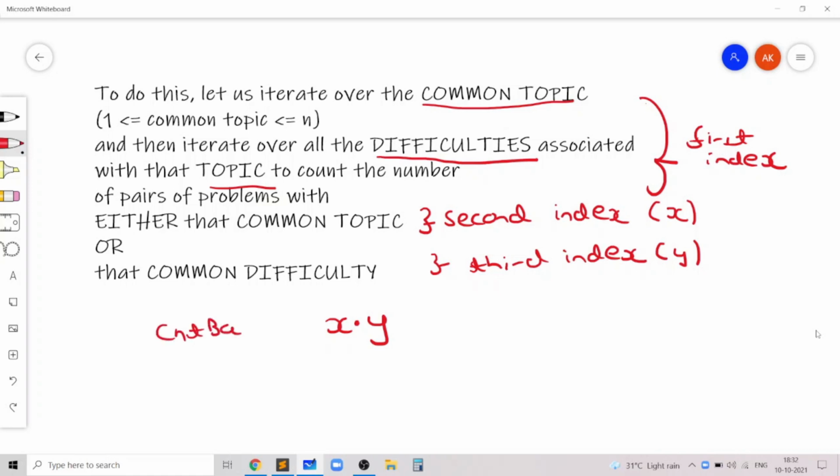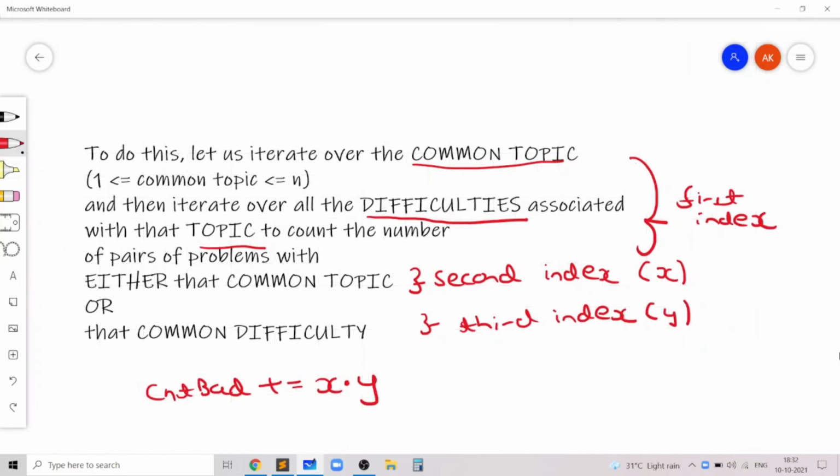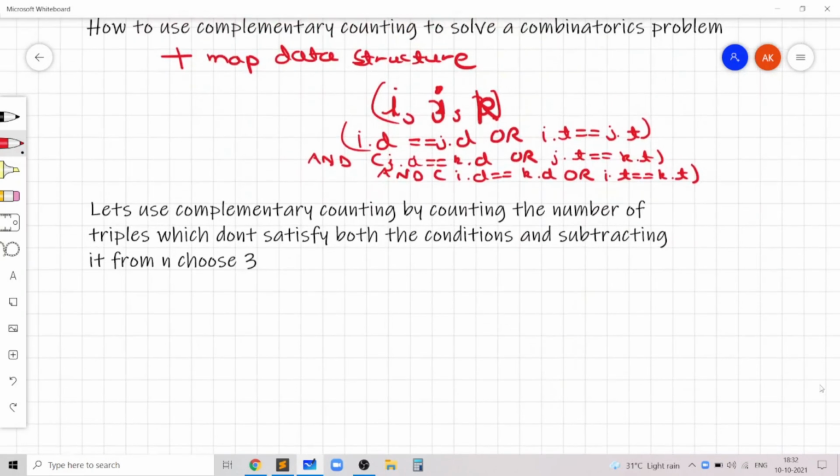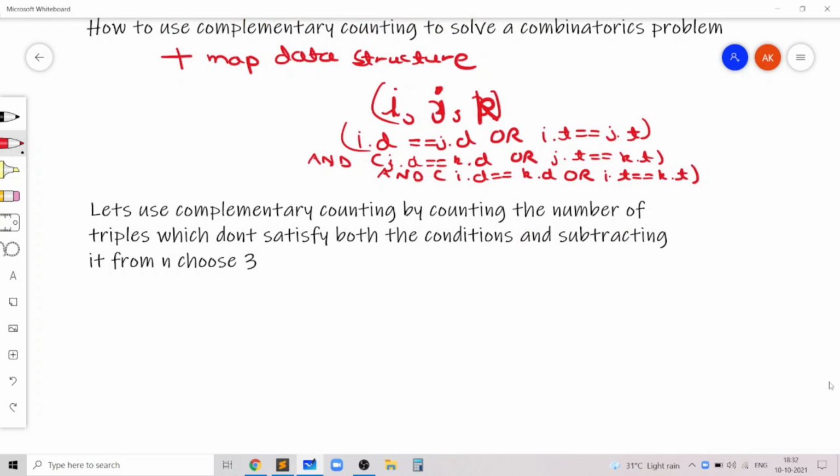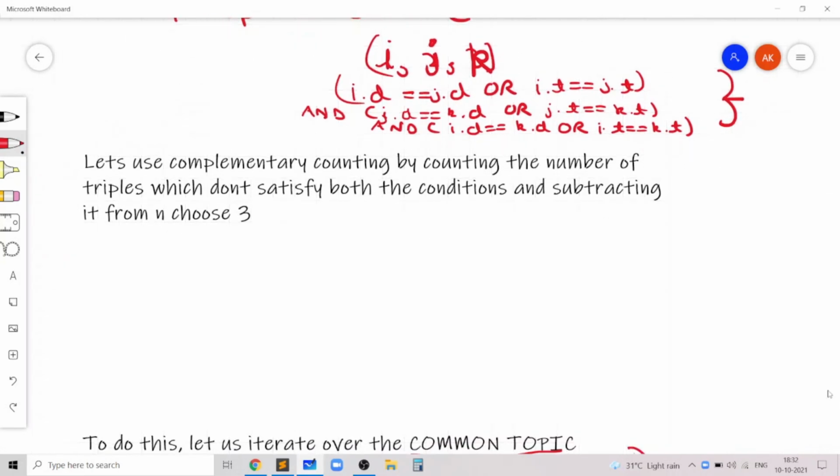So the count of bad triples will increase by x into y if we know how many such second indices and how many such third indices occur. Now the reason why this works is because we fix that index to be the first index which has that common value of the topic and the common value of the difficulty, and you can verify that this actually will satisfy these three conditions because we are fixing the difficulty and we are fixing the topic for these three conditions.